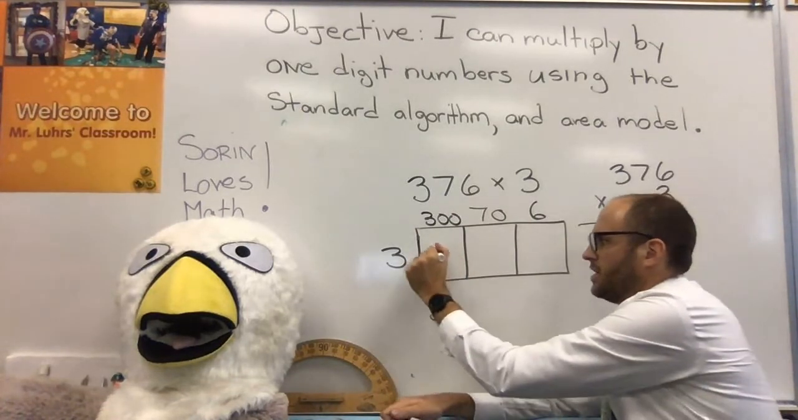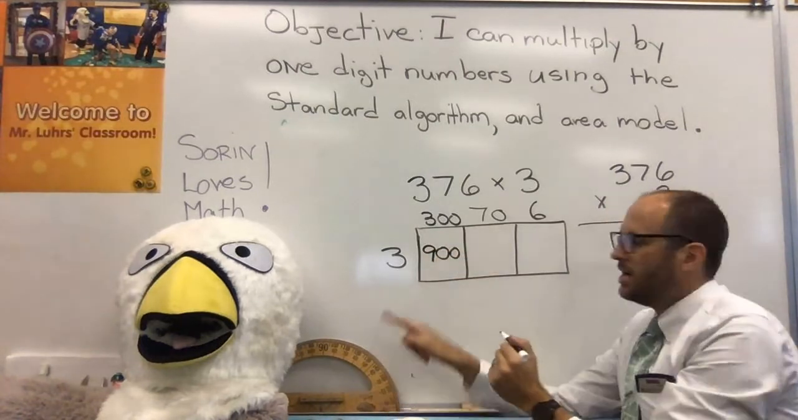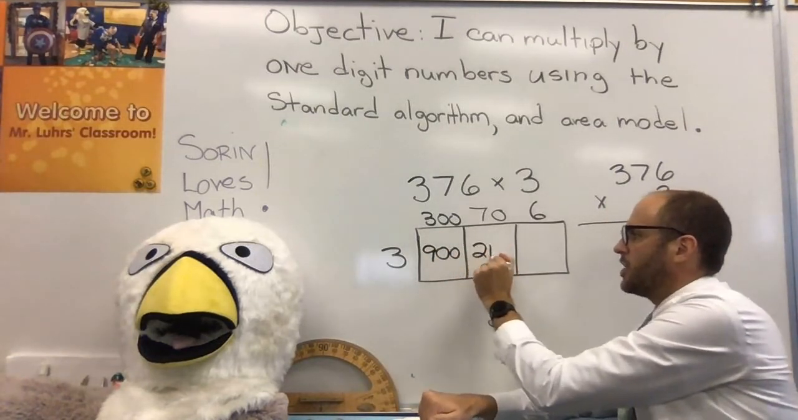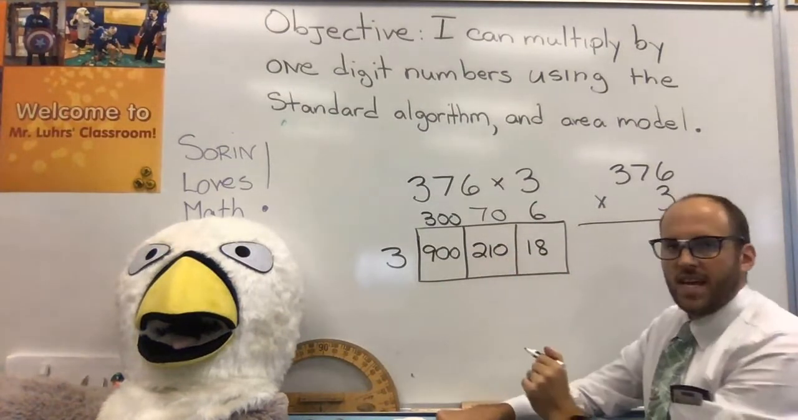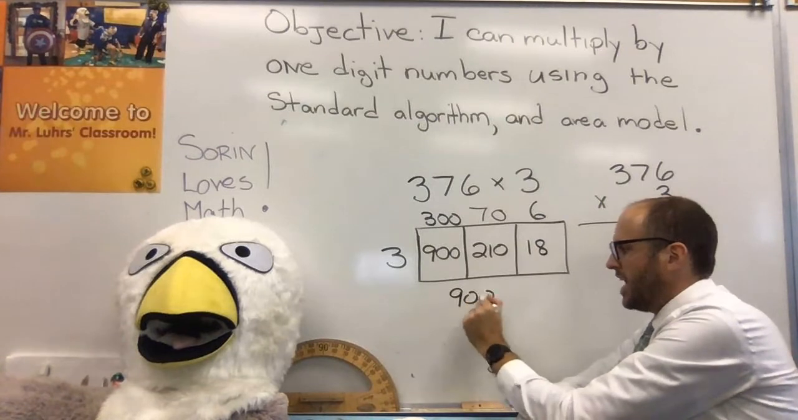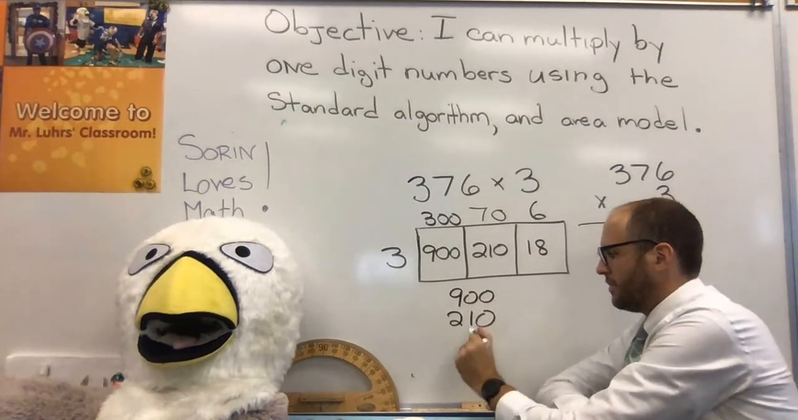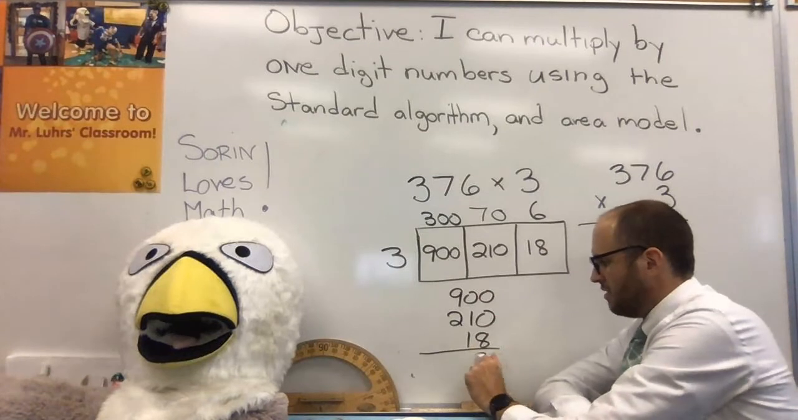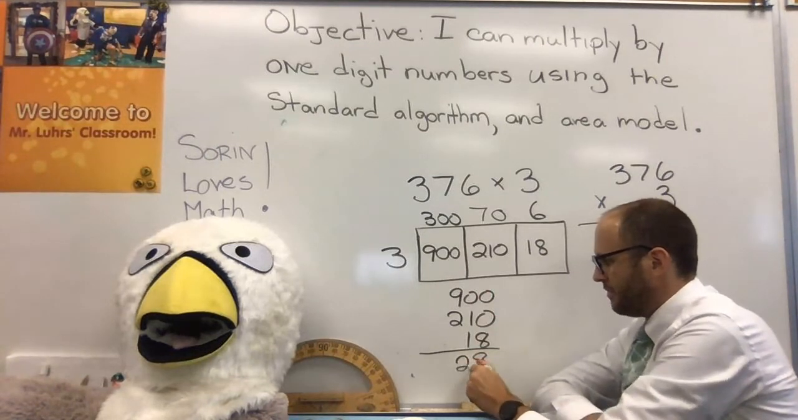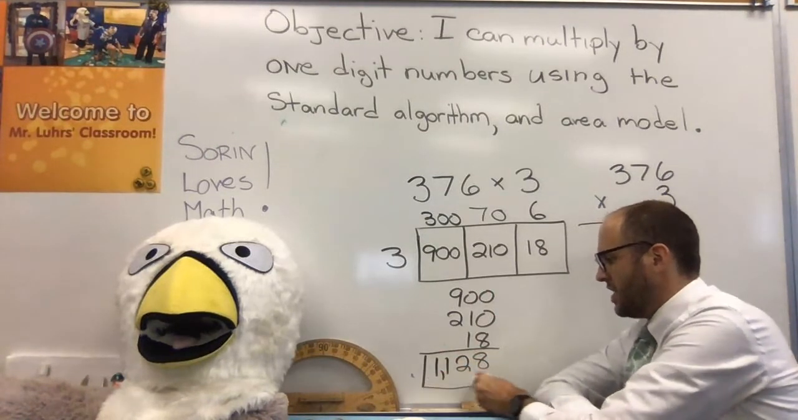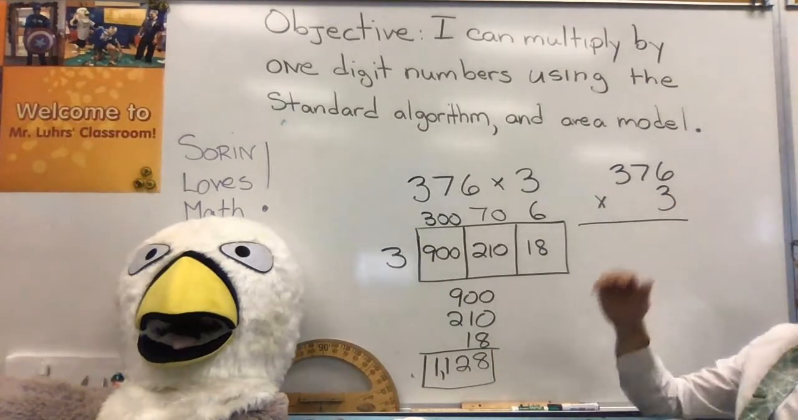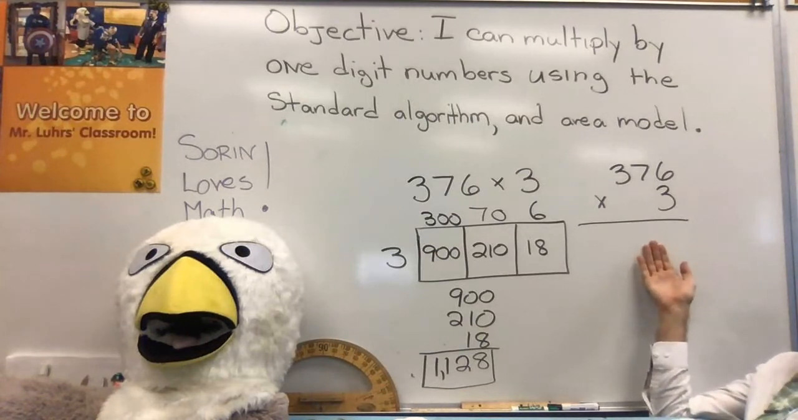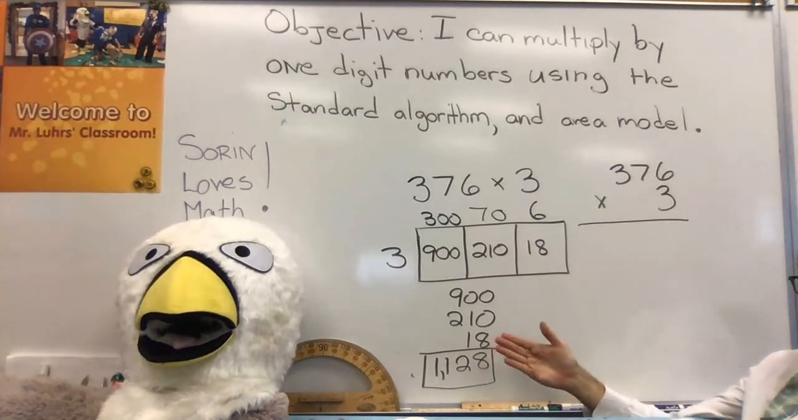3 times 300 is 900. 3 times 70 should have been 210. And 3 times 6 should have been 18. We take our partial products and we add them together. And we get an answer of 1,128. Now, go complete the standard algorithm and see if your answer matches the area model's answer.